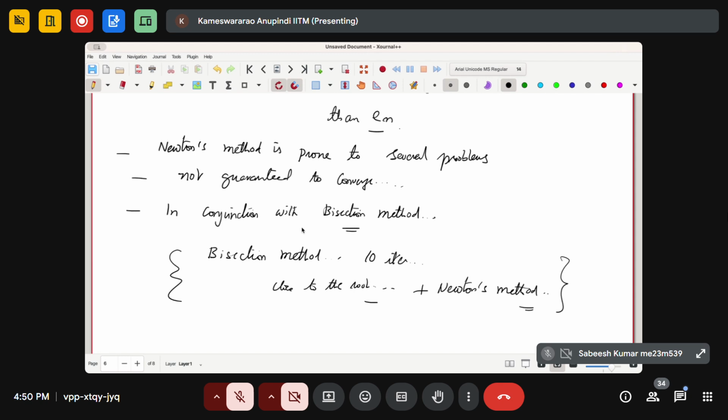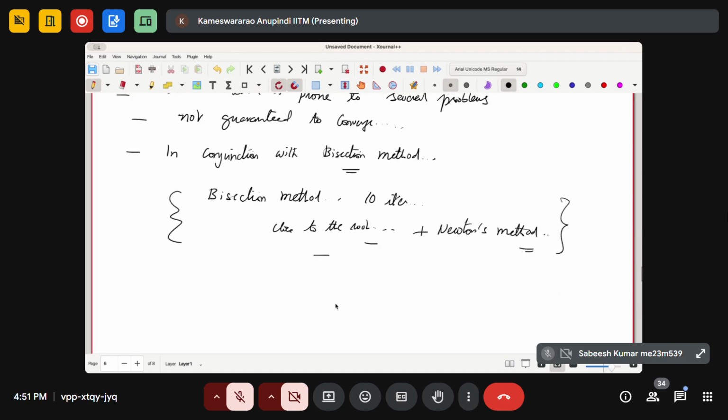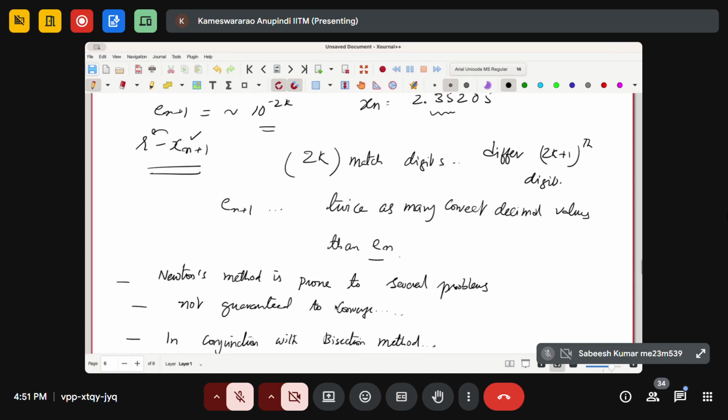So you're going to use a combination method, that is, run bisection method for several iterations, some 10 or 12 iterations, then you get close to the root, then you run Newton's method, okay, which is going to give you very close to the root values to as many digits as you want. So that is how usually Newton's method is applied in conjunction with the bisection method.